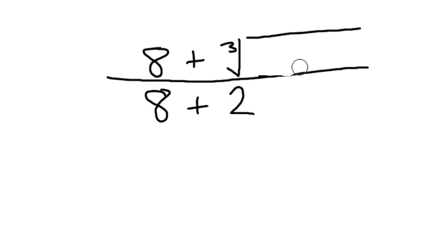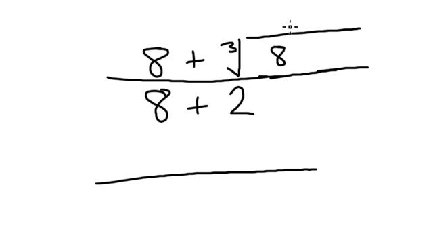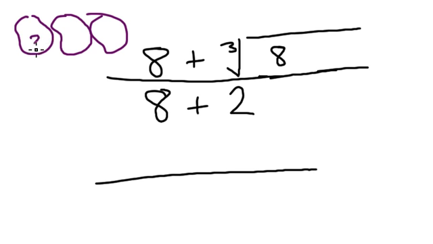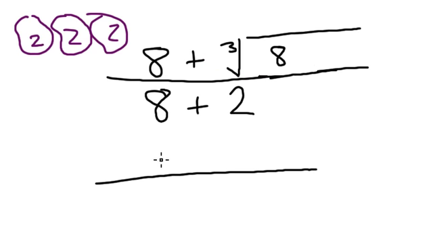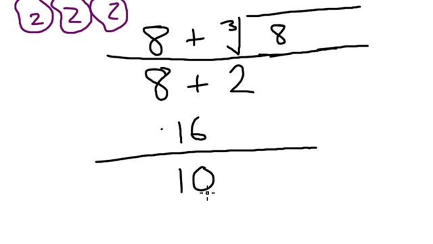So this here will be 8. This overall will become, well, the cube root of 8 means a number times by itself 3 times will give you 8, and that's 2. 2 times 2 times 2 will give you 8. So this boils down to 8 plus 8, which will be 16, divided by 10.